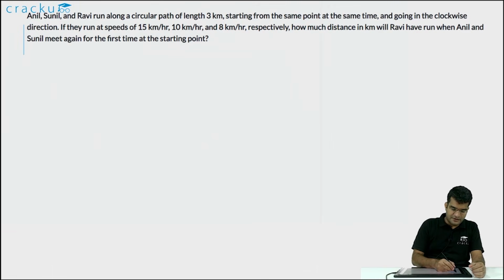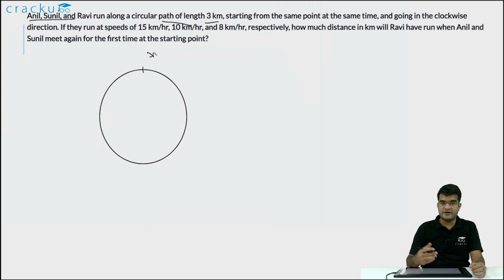In this question, we are told that there are three friends, Anil, Sunil and Ravi, and they are running around a circular path. The length of the track is 3 kilometers. So let us assume that this is the circular track and all three of them have started from the same point and they are all running in the clockwise direction. The speed of Anil is 15 kilometers per hour.